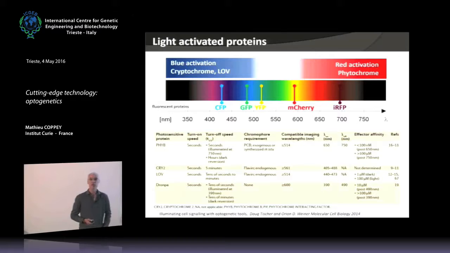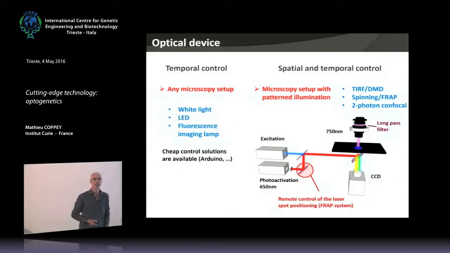So in terms of optical device, which kind of microscope do you need to do that? Actually, there are plenty of options available. If you just want to do temporal control, you know, shine a pulse, activate for 2 minutes, and then stop it, you can use any microscope setup, even the white light, the LED, or the fluorescent imaging lamp to basically do this temporal control.